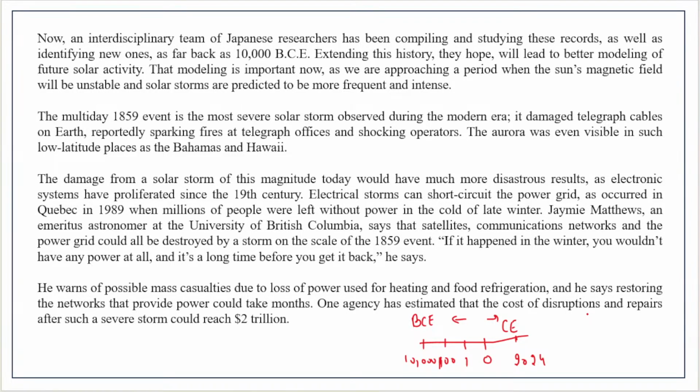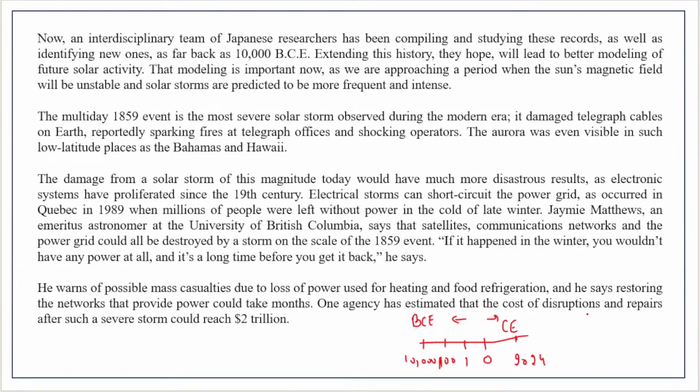It damaged telegraph cables on Earth. So it actually harmed, damaged, destroyed telegraph cables. उस टाइम पे there was no internet and all. Telegraph was common, so telegraph cables were destroyed, reportedly sparking fires at telegraph offices and shocking operators. Shocking operators means जो वहाँ पे काम कर रहे थे, the people who were working there, the operators, they got a shock, electrical shock उन्हें लगा because of this solar storm.